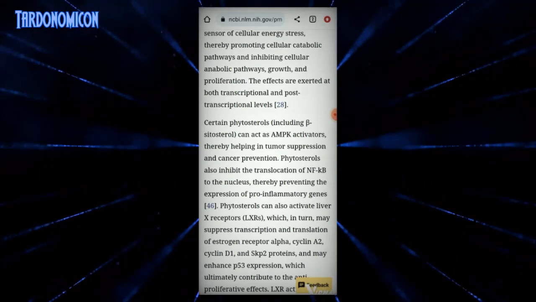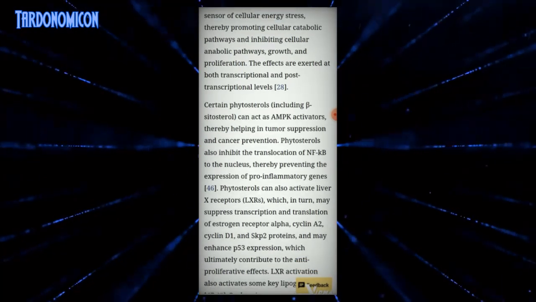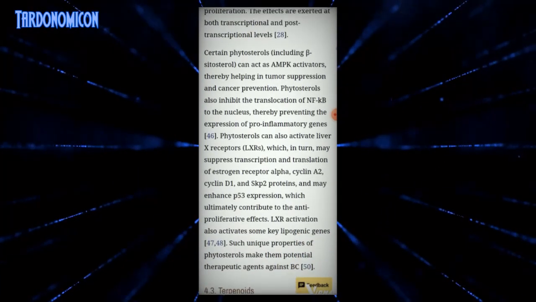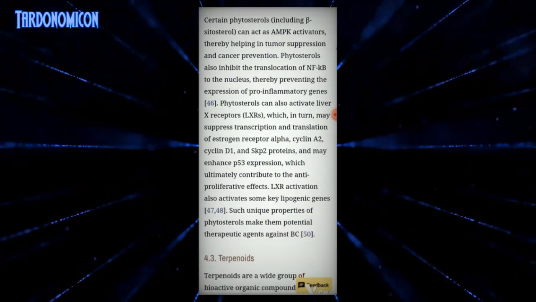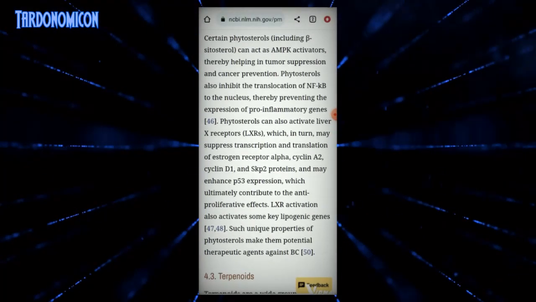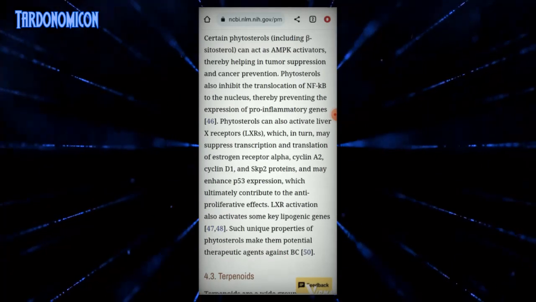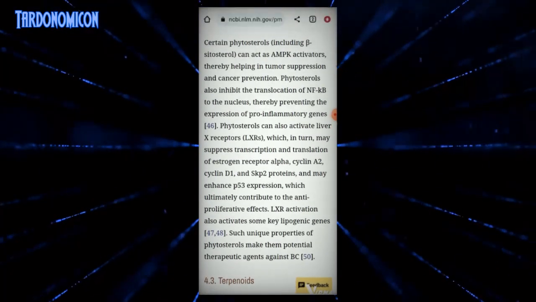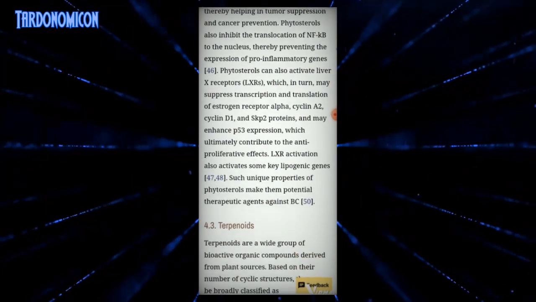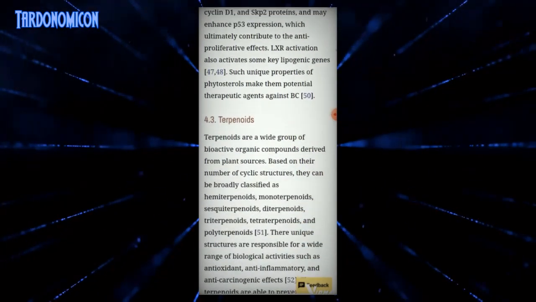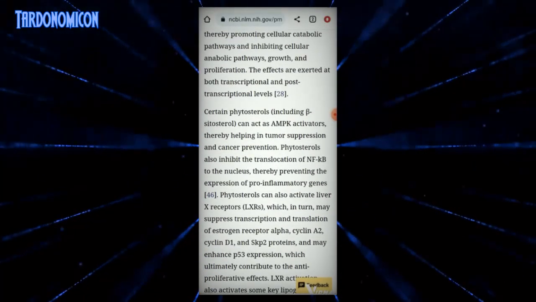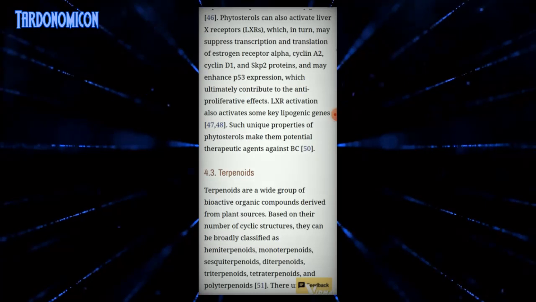However, when these pathways are made to regulate each other. So certain phytosterols can act as AMPK activators, thereby helping in tumor suppression. And by the way, read Patrick Quillin's book, Beating Cancer with Nutrition. I highly recommend that. Phytosterols also inhibit the translocation to the nucleus of pro-inflammatory genes. So basically, they knock down the pro-inflammatory genes.